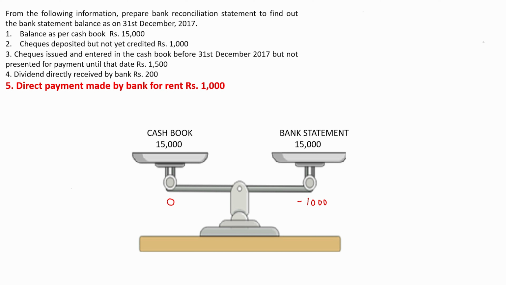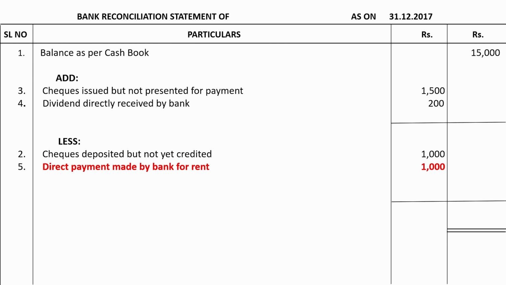Due to this, bank statement shows a balance of 14,000, whereas in the cash book, the balance is still 15,000. To make this equal, we have to deduct 1,000 from the cash book balance in the bank reconciliation statement. Direct payment made by bank for rent is shown as a deduction, 1,000.